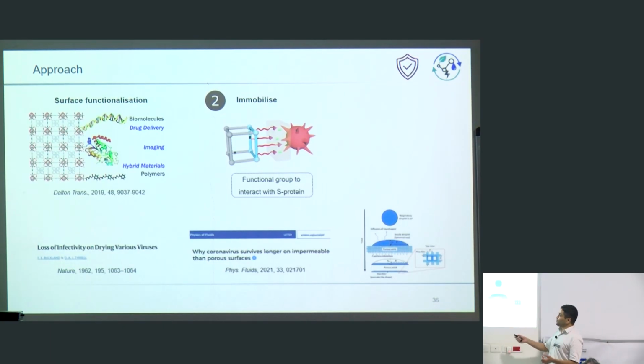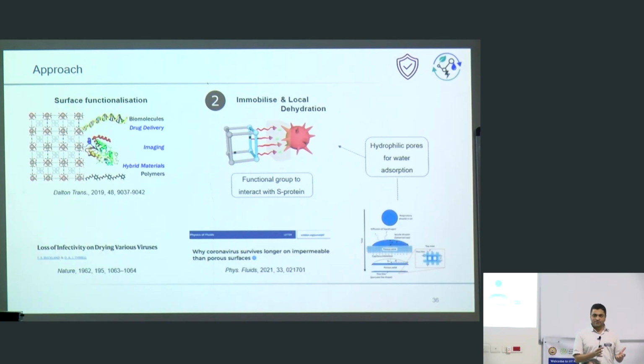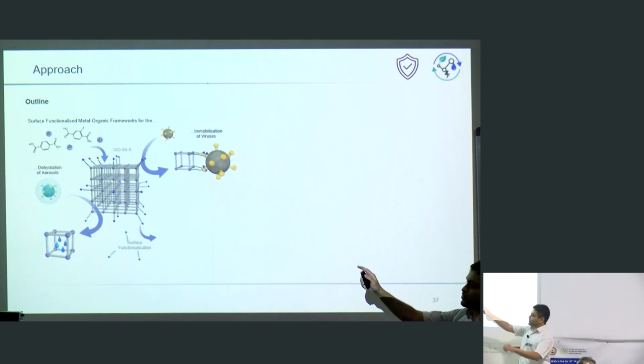So what you can do, you've got a MOF particle, you've got the external surface that binds to the spike protein. You've got this idea that dehydration helps to kill it or inactivate it. Why not combine it together? Have a hydrophilic pore. So the internal pore of the MOF can be used for dehydrating, and the external surface can be used for binding it to the spike protein, right? So I'll just combine this together into this story.